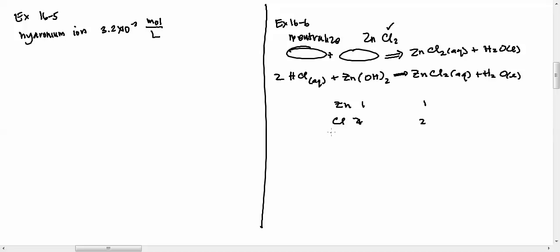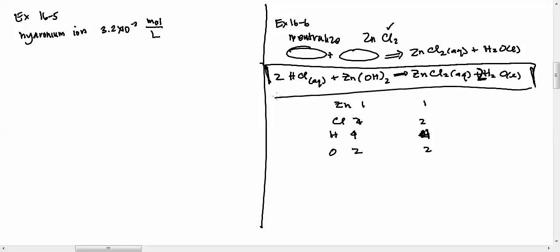Okay. Now for my hydrogen, I have 4 on the left and only 2 on the right. So I'm going to venture to say I'm going to need a 2 here. So I can bump this up to 4. Now I'm wondering if that's going to mess with my oxygen. Let me just check. I've got 2 oxygen on the left and 2 oxygen on the right. I think we're good. This is the balanced equation of that neutralization reaction.